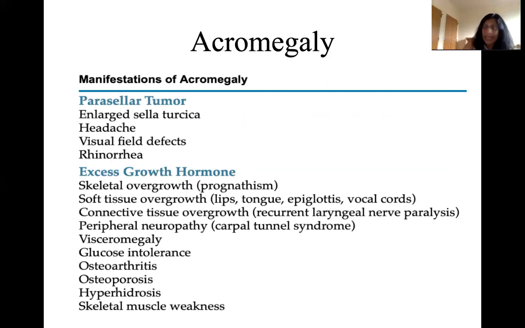Skeletal structure overgrowth, and then soft tissue overgrowth, connective tissue overgrowth, peripheral neuropathy, leading to carpal tunnel syndrome, visceromegaly, internal structures enlarged, glucose intolerance, osteoarthritis, osteoporosis, hyperhidrosis, skeletal muscle weakness are some of the conditions to expect.